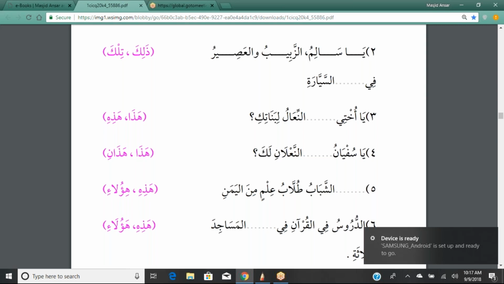Number 5, هذه الشباب طلاب العلم من اليمن. Okay, which one is it going to be? هذه or هؤلاء? Because Shabab is a group of men. These youth are students of ilm from Yemen. هؤلاء الشباب. If it's plural, we use هذه, but if it's plural and it has intellect, we can use هؤلاء. So you say هذه الأقلام, هذه النعال, because it's plural. But if it's a group of people, you can say هؤلاء. You can say هذه الكلاب, these dogs, هذه الكباش, these sheep. It doesn't have intellect. And for something that has intellect, you say هؤلاء الشباب.